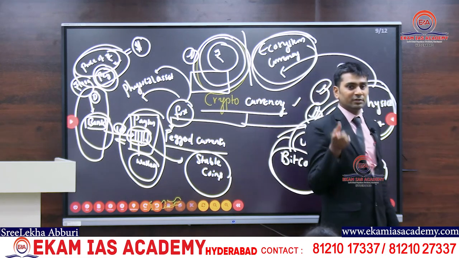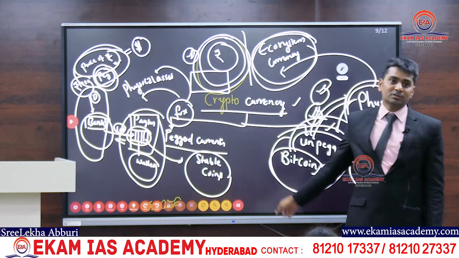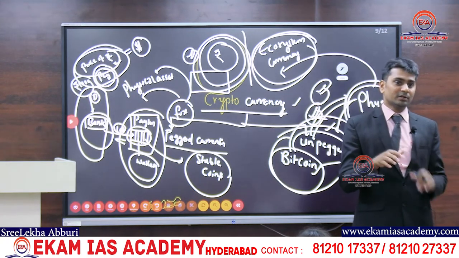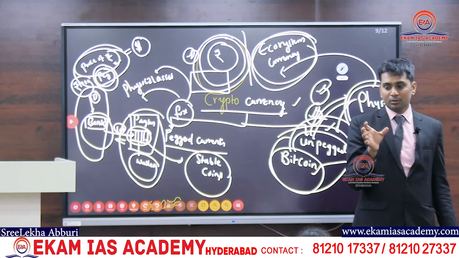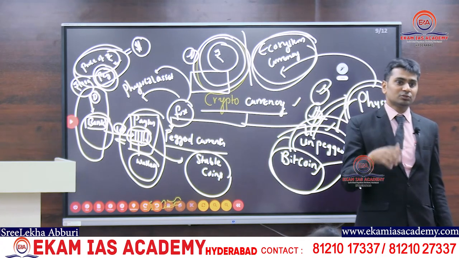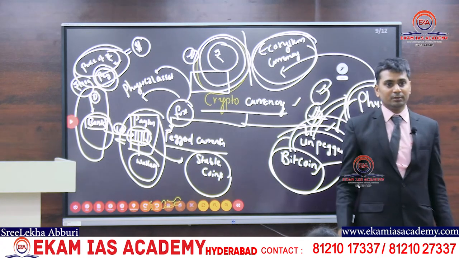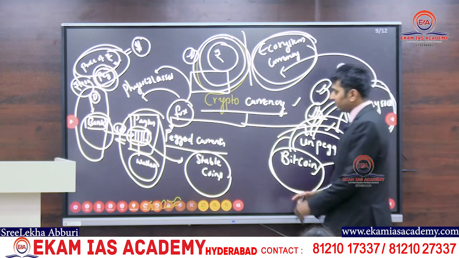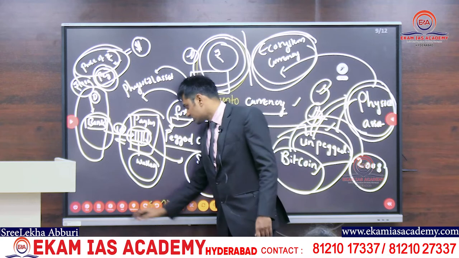Just like in Candy Crush you earn coins, to earn bitcoins you should have computers doing some arithmetic calculations. They will give you some questions. You have to solve those questions. After solving them, you will get that money, right? The questions will be very tough. Don't do that, okay? Rather than that, it is very easy to go and do this UPSC.